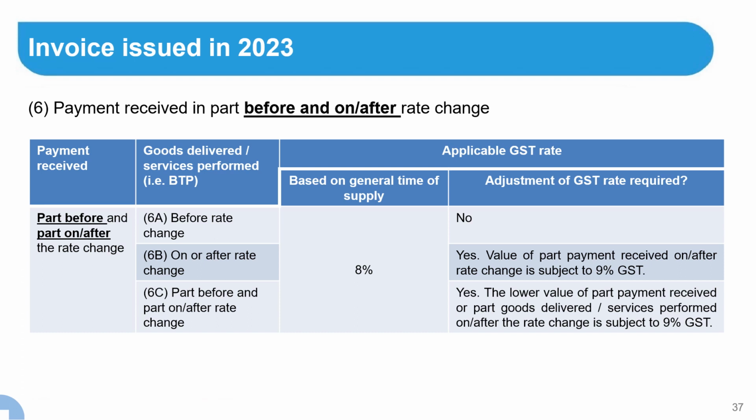However, for Scenario 6B and 6C, the supplier will need to adjust the GST charged as full payment is not received and the supplier has not delivered all the goods or performed the services in full before the rate change date. Let's look at some examples to illustrate the three scenarios in this table.